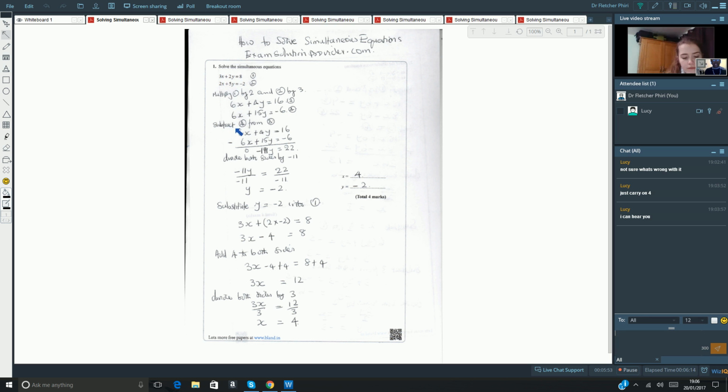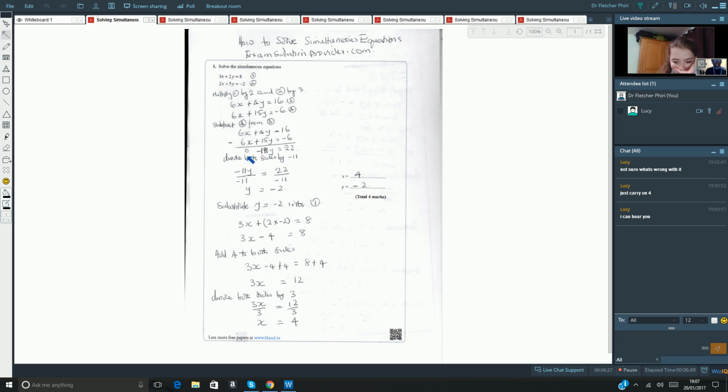The next thing I need to do is to subtract equation 4 from equation 3. That's what this means. So subtract equation 4 from equation 3. Okay? So therefore, 6x plus 4y is equal to 16. That's my equation 3. And then take away 6x plus 15y is equal to minus 6.